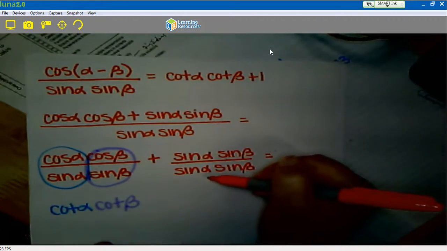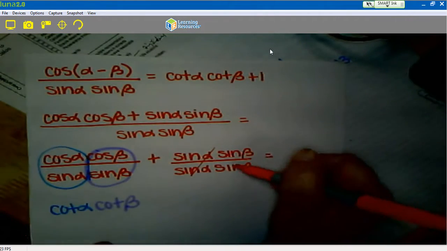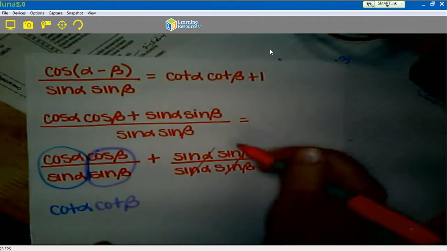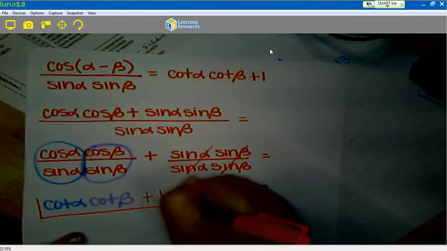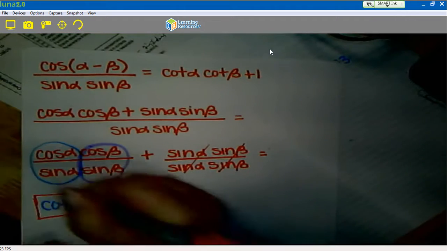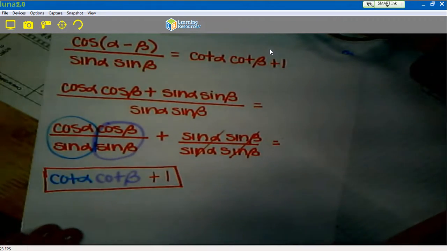Then sine alpha over sine alpha cancels. Sine beta over sine beta cancels. So this simplifies to 1, and that's what we were trying to get. So these verifiers are a lot different than the ones that we were doing in the last unit. Okay, so you know it was kind of coming here, some of the trickier ones.